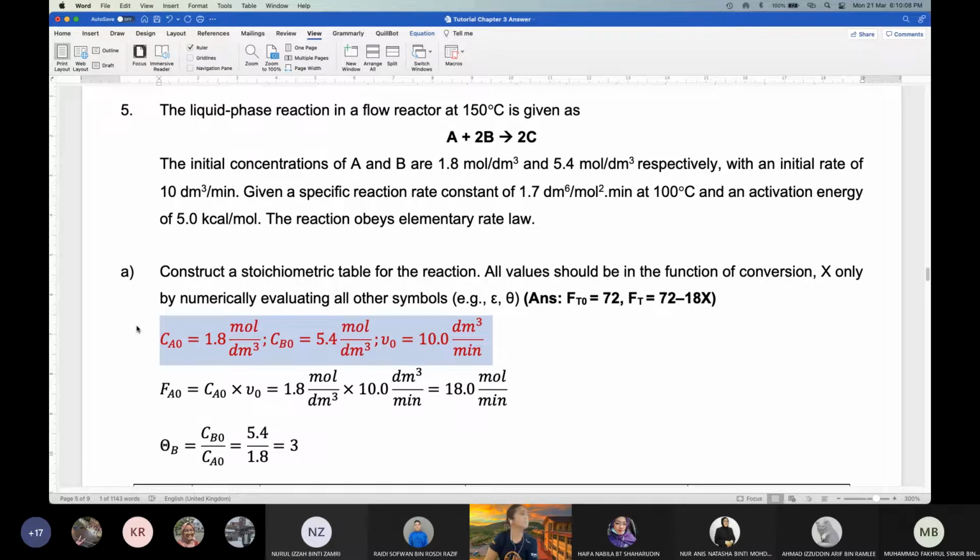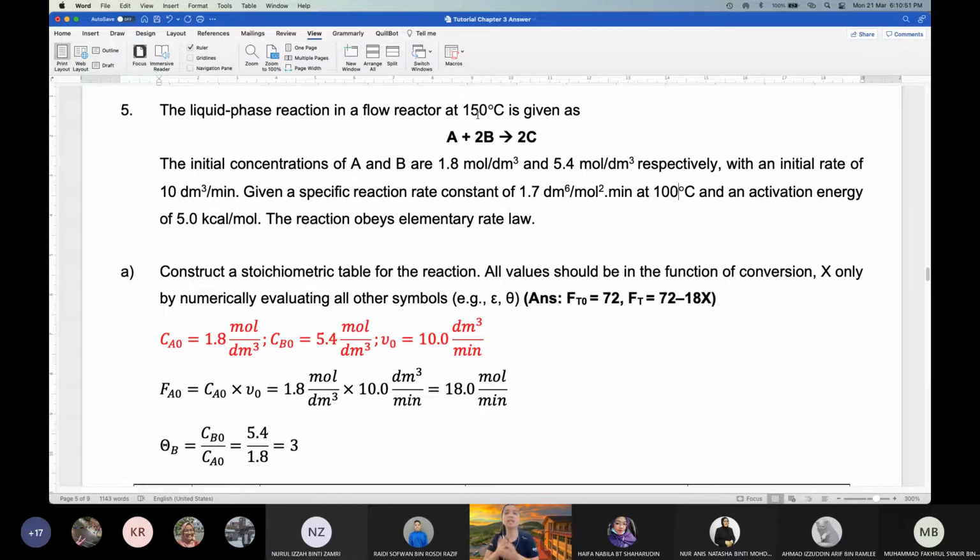Okay, done. Next it says, given a specific reaction rate constant of 1.7 at 100 Celsius. So it gives us K, the reaction rate constant, K is 1.7. But this 1.7 is at 100 Celsius. So although we are given K, our K is at 100 Celsius. So don't forget, our reaction occurs at 150 Celsius. Although we have a value of K, the K given is not at our reaction temperature. So that is an important part you must remember.